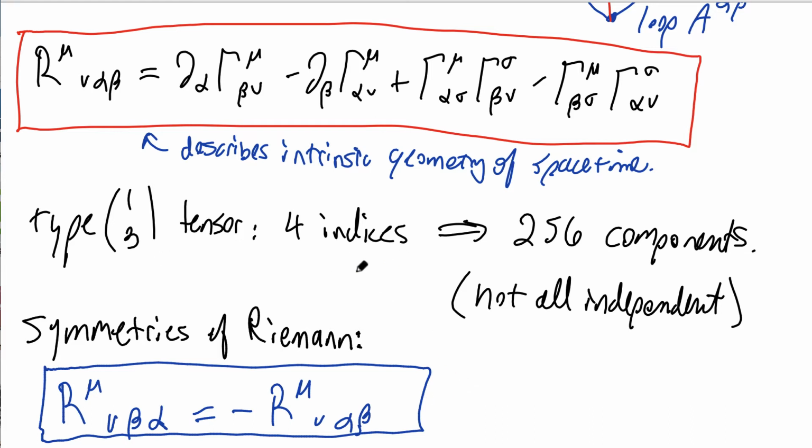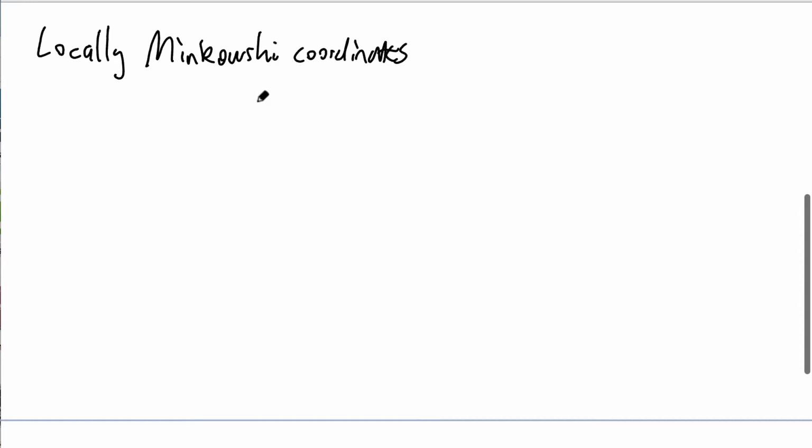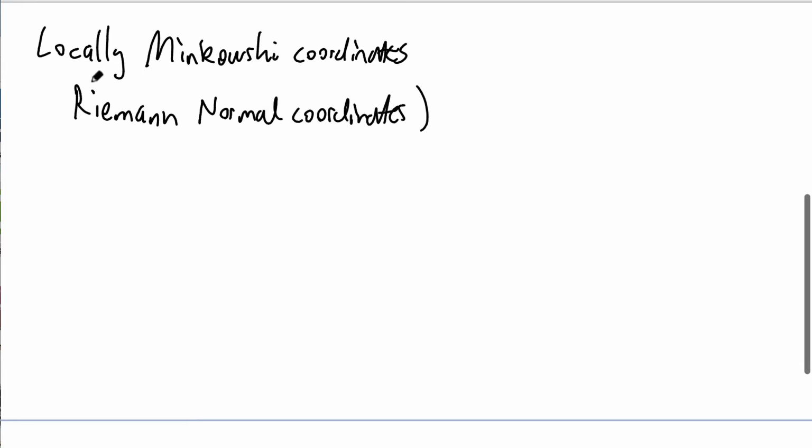There are other symmetries of the Riemann tensor, but they're a bit harder to recognize by just examining this expression. So what I'm going to do is use a trick. It's a very powerful trick, and that is to examine the Riemann tensor using locally Minkowski coordinates. Or sometimes they're called Riemann normal coordinates. So the idea of Riemann normal coordinates, and let me abbreviate Riemann normal coordinates as RNC.